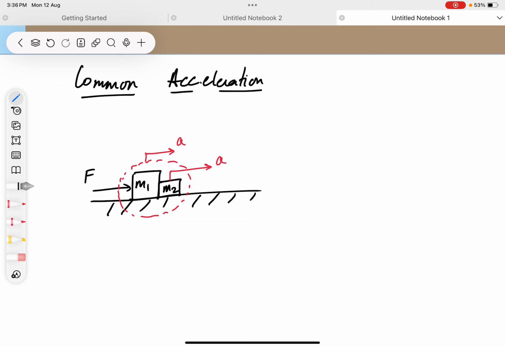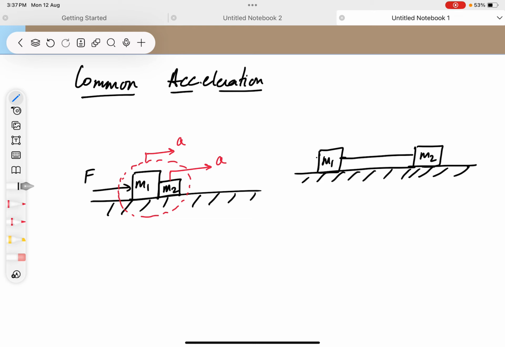Now suppose that you have a case where this is one block M1, there is a string over here, this is M2, and suppose that we apply a force F on this particular block. Again, this system will have the same magnitude of acceleration in this direction. Both will have the same amount.